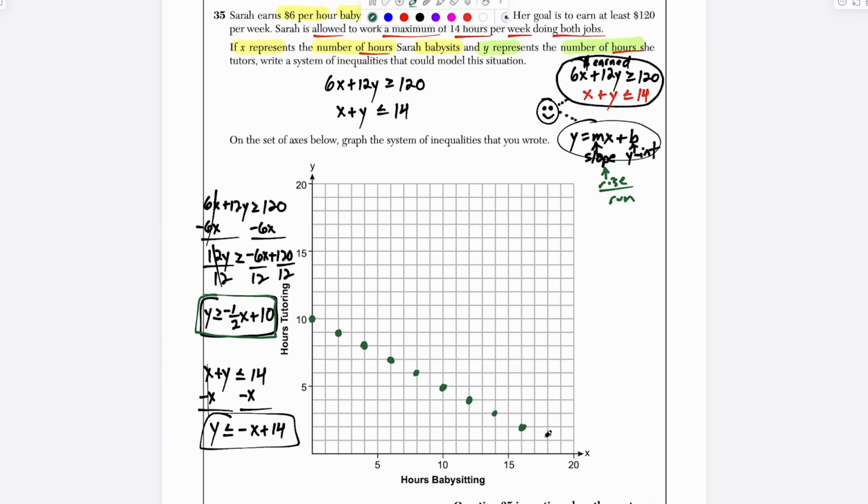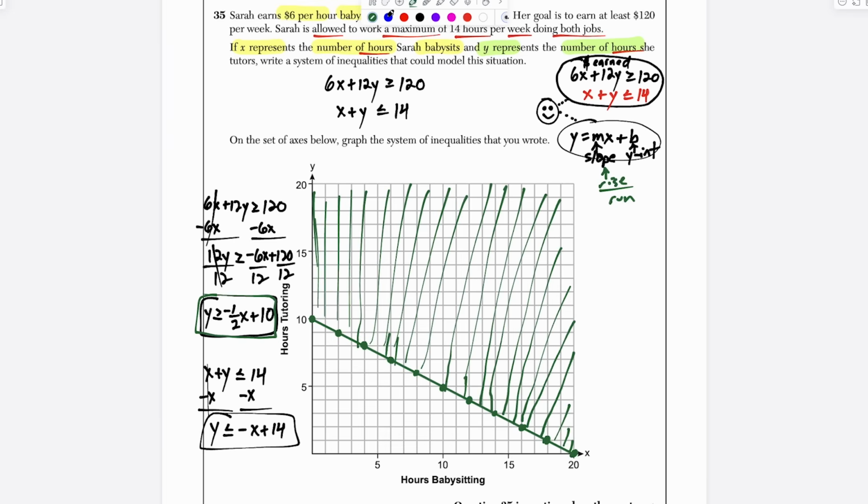And then once we get to the end of the graph, we could just connect these points with a straight line. So for this, I would use a ruler. If you don't have a ruler, use a student ID, something that can make nice straight lines. And we have y is greater than or equal to negative 1/2 x plus 10. So for this one, we're going to shade above like this. Okay, so we just shade above.